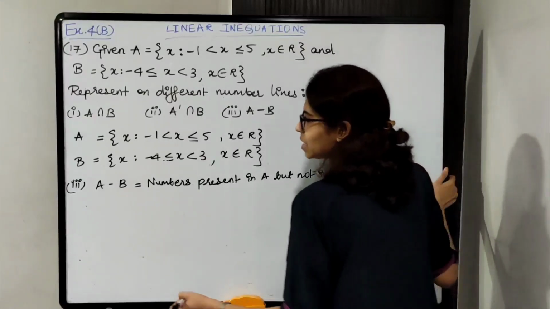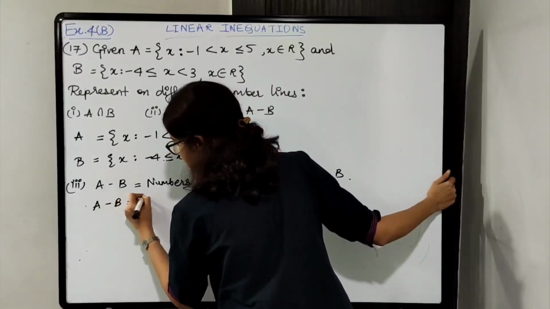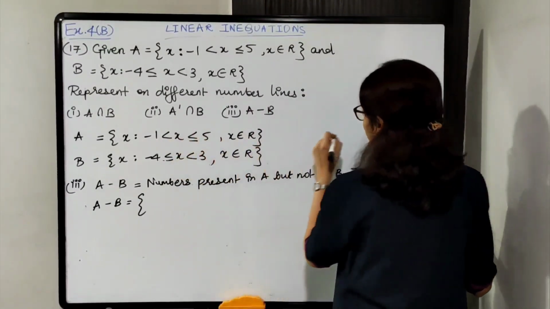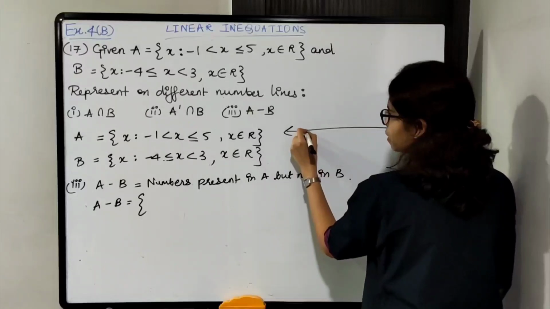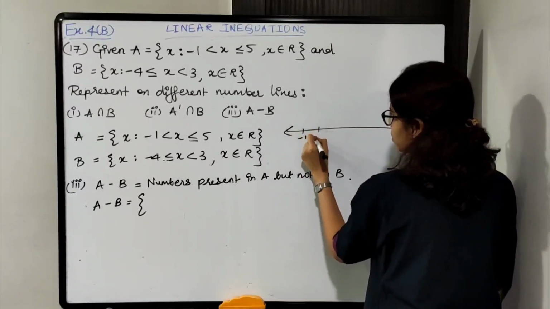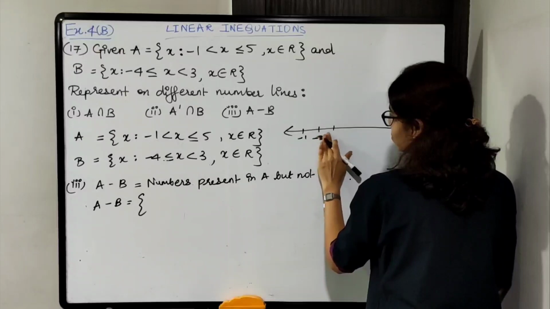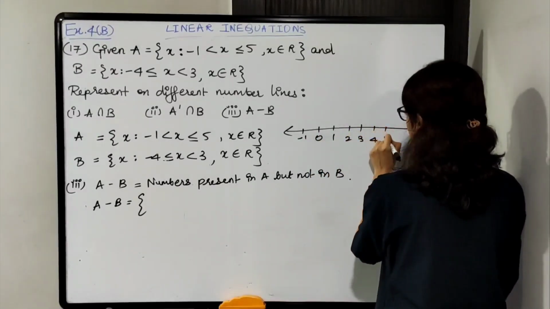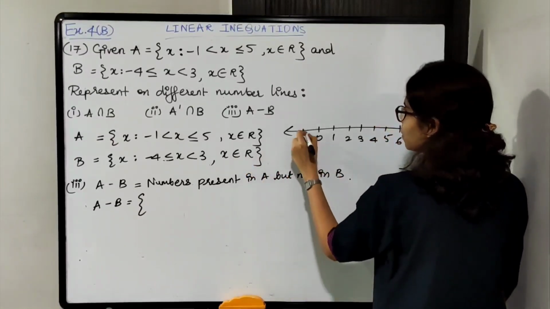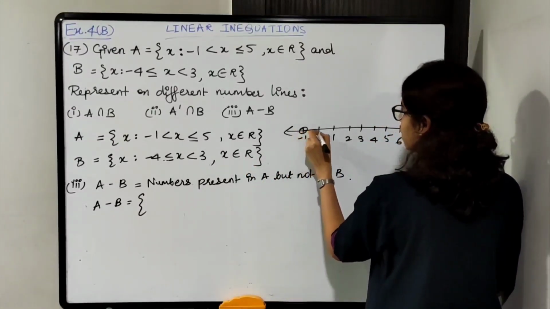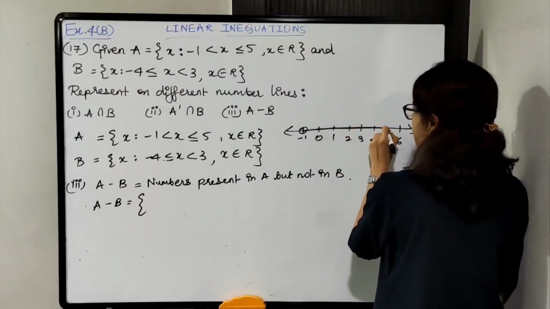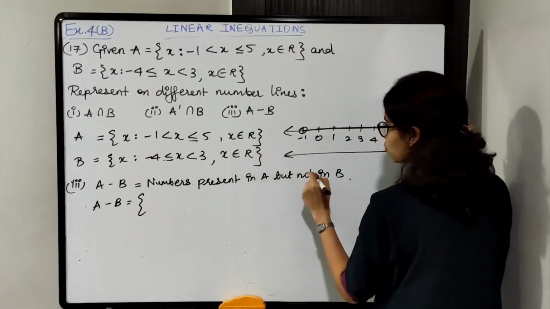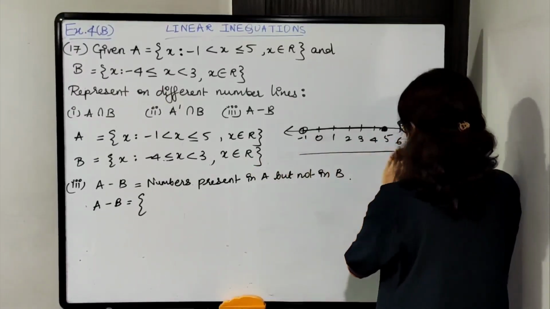So let's see what will be the set A minus B. Let us see. A is ranging from -1 to 5. So I'll draw a rough number line, easy to understand. Okay, -1, then 0, 1, 2, 3, 4, 5, 6. So -1 to 5 is the range where -1 is not included and here 5 is included. For B we have -4 to 3. So this is a bigger number line.